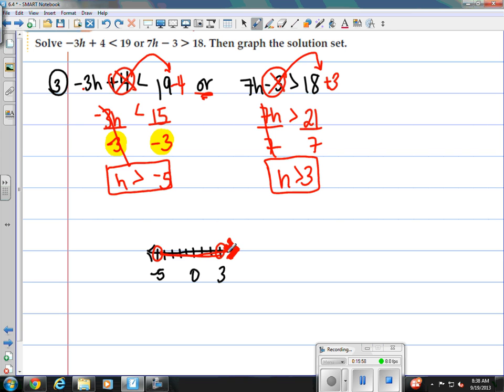So we want the whole right side of our number line shaded in. And that finishes up with our examples for compound inequalities.